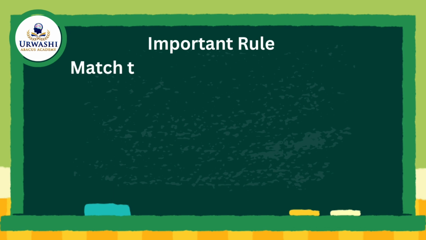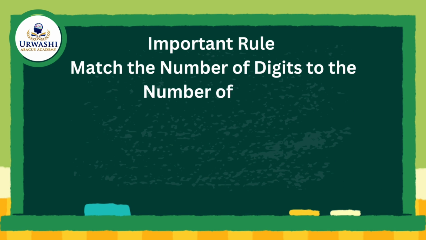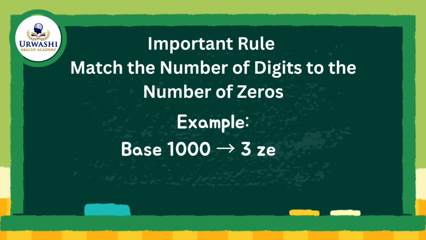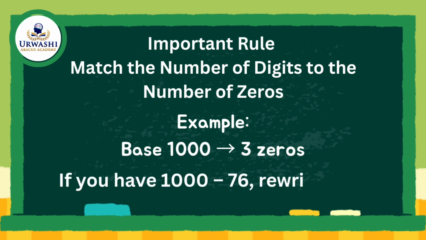One important rule: match the number of digits to the number of zeros. For example, base 1000. So in 1000 we have 3 zeros, right? If you have 1000 minus 76, rewrite as 076. Make 76 a 3-digit number.